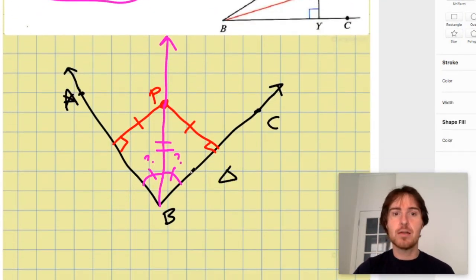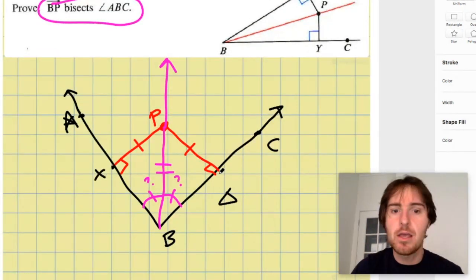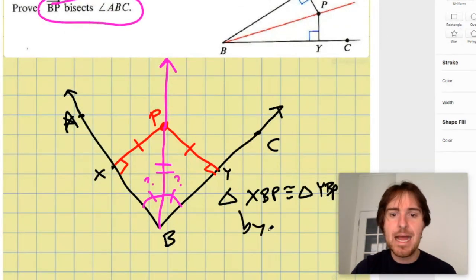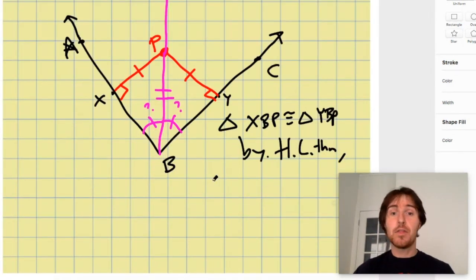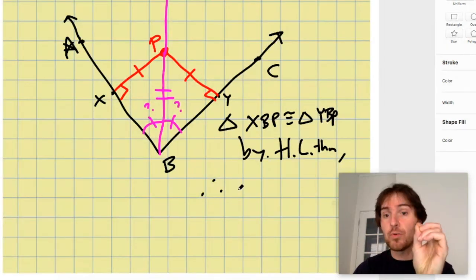Okay, so let's actually put the points down here. Foot of the perpendicular here is X. Foot of the perpendicular here is Y. So we have triangle XBP congruent to triangle YBP by the HL theorem. Okay? Therefore, this symbol stands for therefore, the three dots in triangular form right there. That's actually a time-saving thing you can use for future proofs.